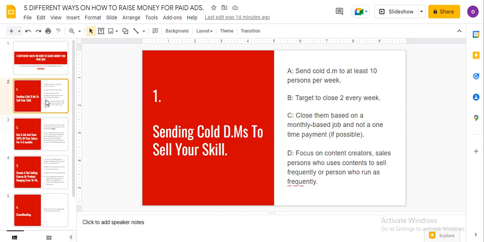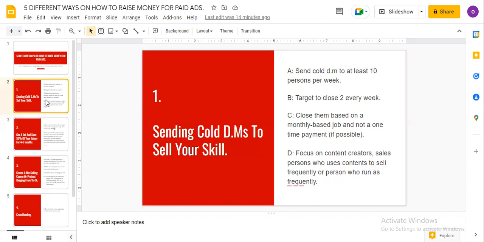So you can do Monday 2 persons, Tuesday 2 persons, Wednesday 2 persons, Thursday 2 persons, Friday 2 persons. Use Saturday to gain value, use Saturday to do something else with your life, use Sunday to do something else with your life. But just make sure that within these 5 days of the week, I'm going to send cold DM to at least 2 persons daily.